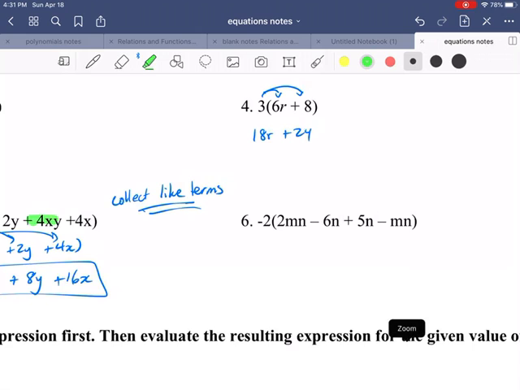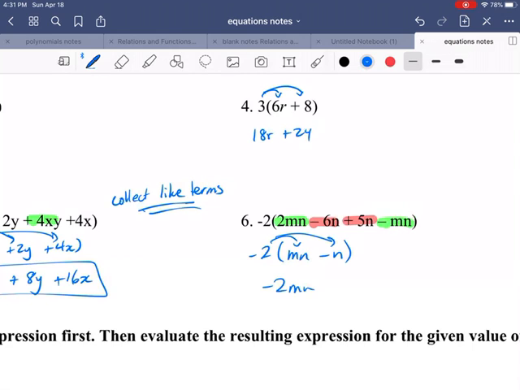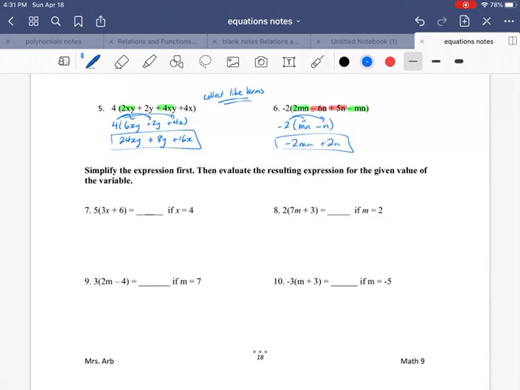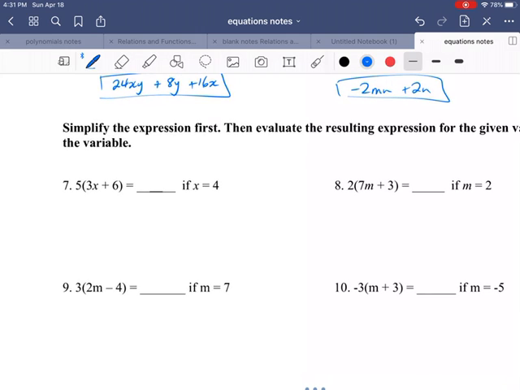Again, check for like terms. Here we have 2mn minus an mn, and we've got negative 6n and positive 5n. So first, if we combine our like terms, we're going to end up with mn and minus n. Now if you distribute, we get negative 2mn, and negative 2 times negative n gives me positive 2n. So we can use this information in solving equations. We can also use it when we're substituting. So simplify the expression first, and then we're going to substitute in some values.